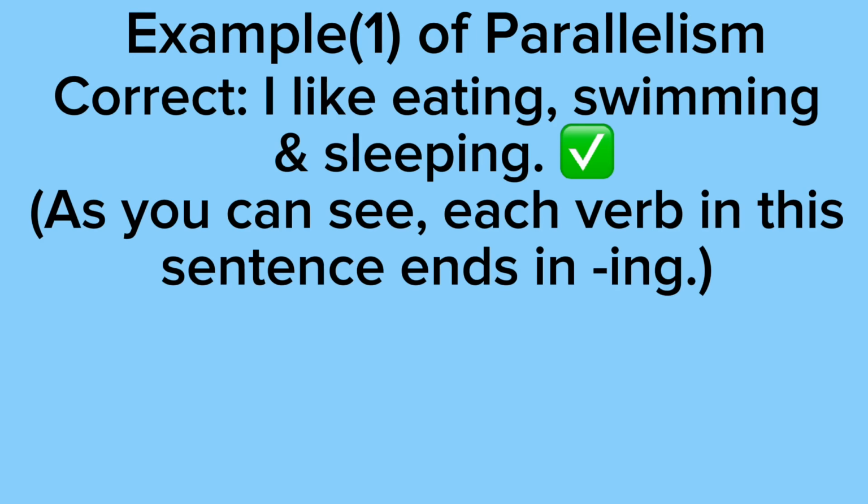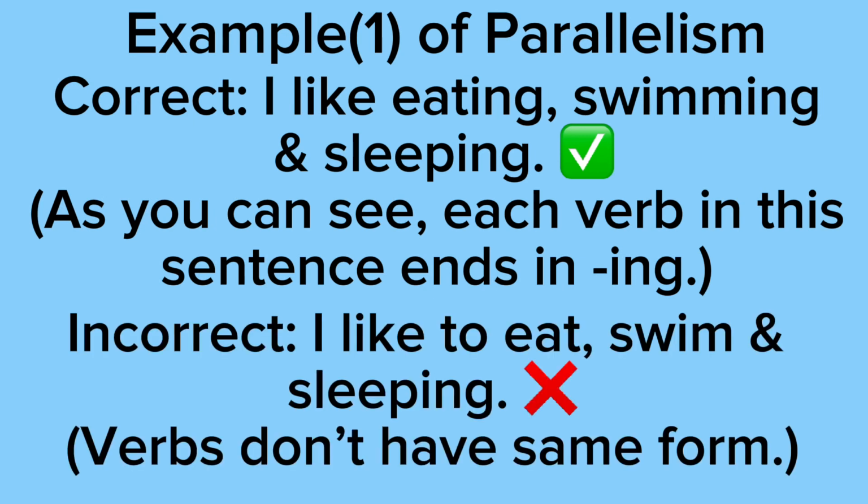As you can see, eating, swimming, and sleeping are all verbs, and they all have the same form, and they all end in ing. The incorrect way of writing this would be, I like to eat, swim, and sleeping. As you can see, eat, swim, and sleeping don't all have the same forms. Sleeping ends in ing, while eat and swim don't end in ing.